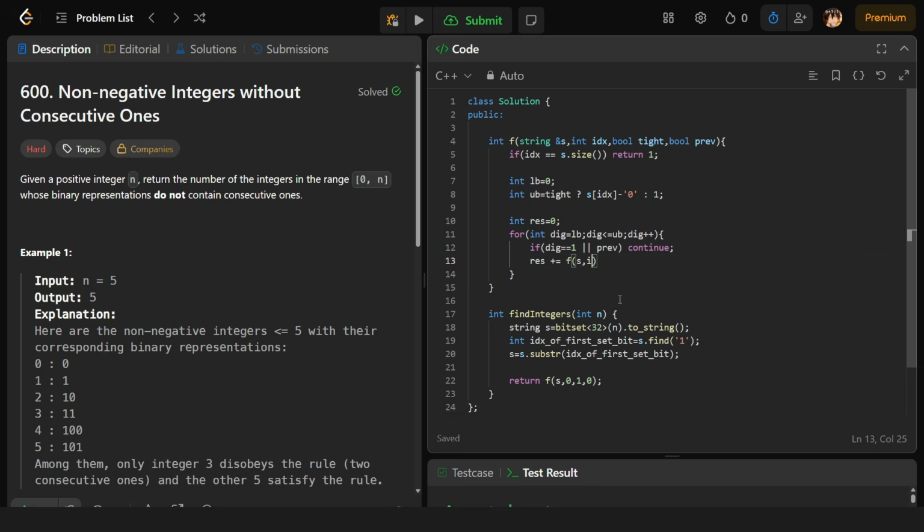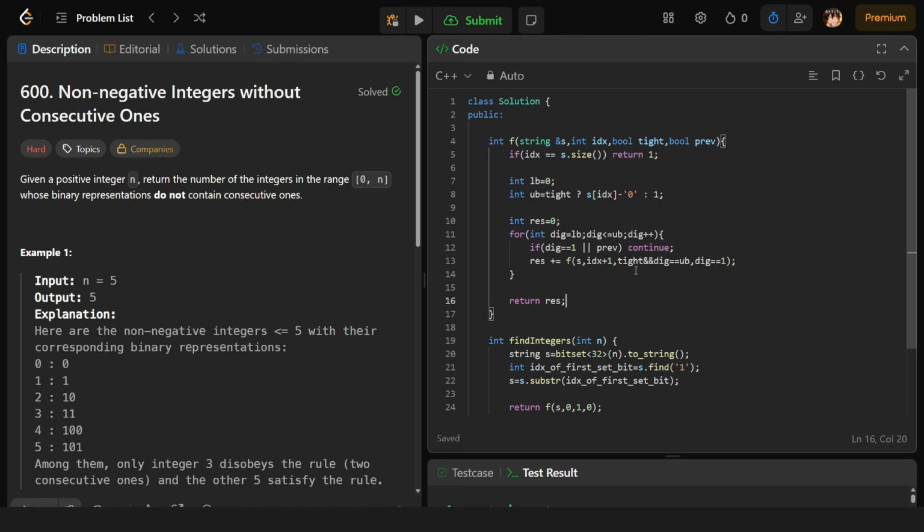will remain s, the index value will get increased by 1 and the tight value will depend like this, that is initially, that is if the condition is tight till now and the digit that we have selected is equal to the upper bound, then this. And also the previous value will be like if the current digit we have selected is equal to 1. So if the digit that we have selected here is 1, then it means that the boolean value for the next iteration, that is this previous value, will be equal to true, that is the previous value was 1 indeed. And at last we will just return our result like this.